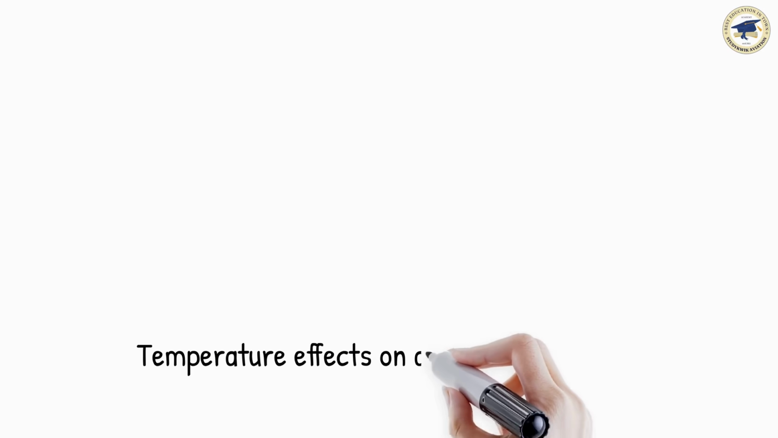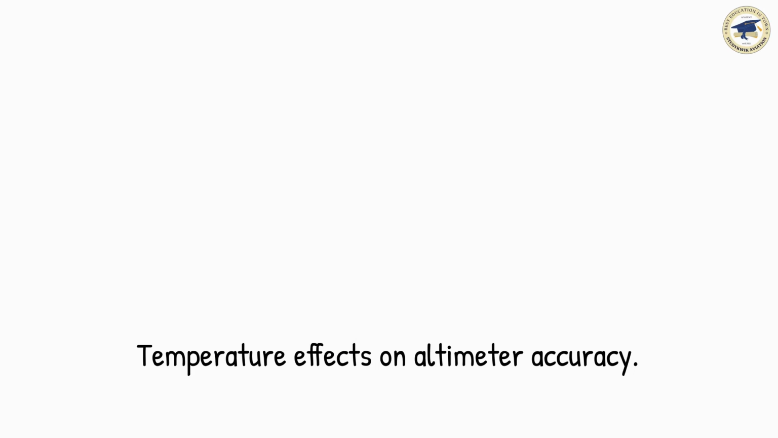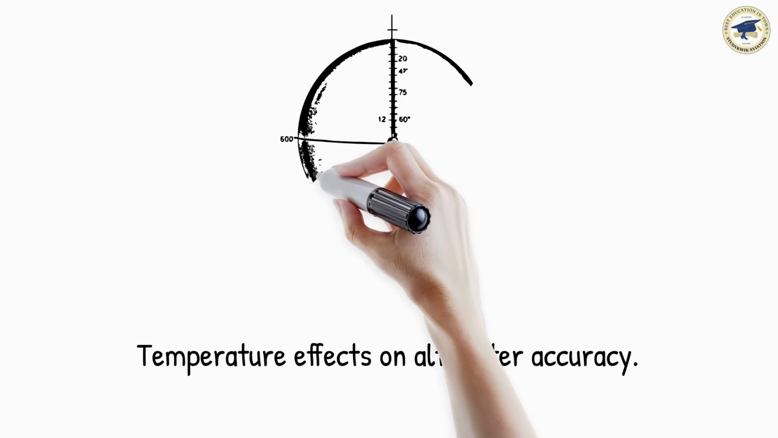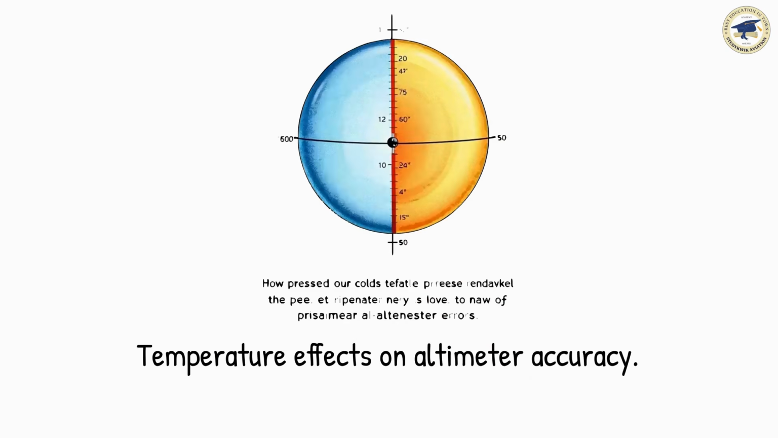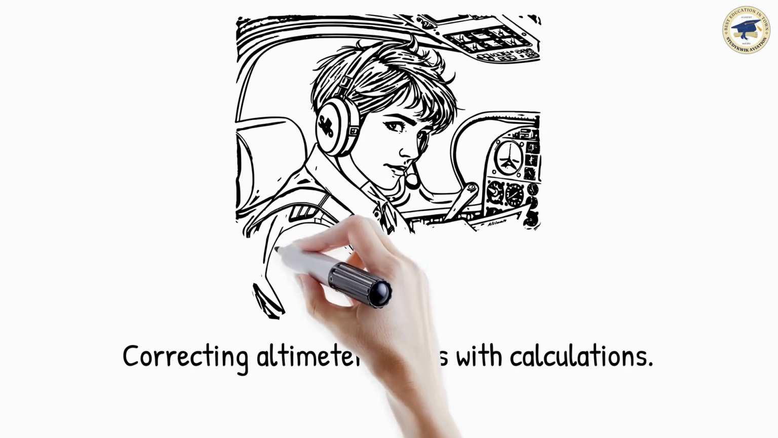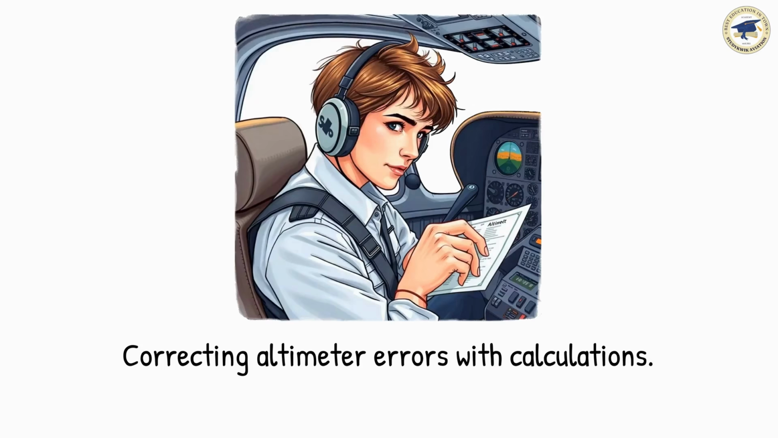Now suppose pressure is standard but temperature is different. Warm air expands, spacing pressure levels farther apart. Cold air compresses them closer. This creates temperature error. The altimeter may overread in cold air or underread in warm. This cannot be corrected directly on the instrument. Instead, pilots use calculations or tables to apply correction. If not, the altitude indicated may be dangerously inaccurate.